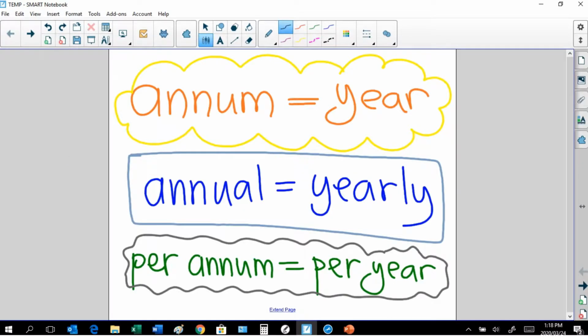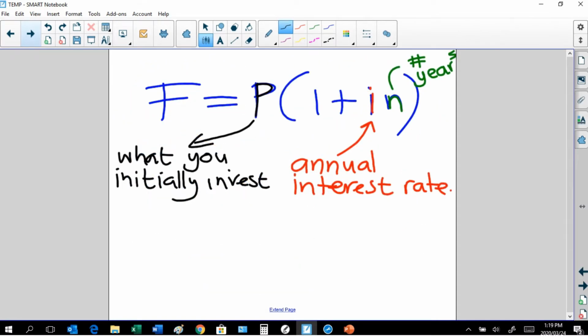These are, I'll call this, the intricacies of the simple interest and compound interest formulas. Okay, so before I get there, you all know what annum means. Annum is a year. So annual is yearly and per annum is per year. Okay, so here's your basic simple interest formula.